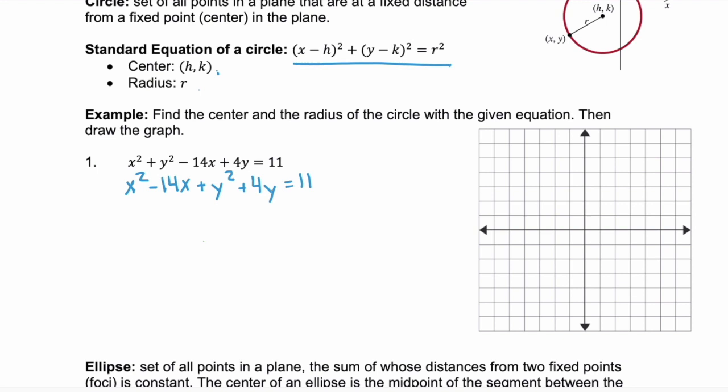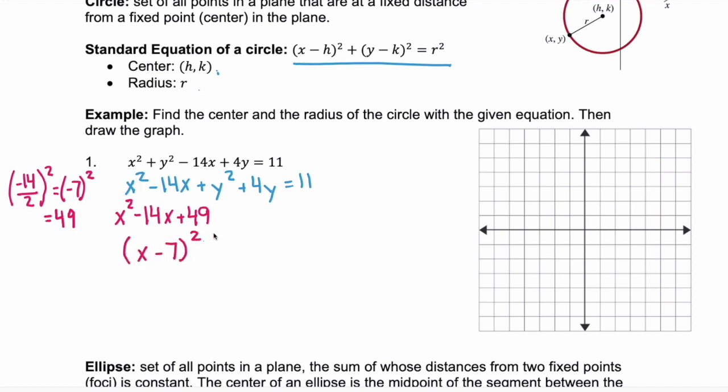Recall when you're completing the square, you're going to take that b value, so for x it's negative 14, divide it by 2, and then square it. So for x, it's negative 7 squared, or 49. That tells us that we can rewrite this as x squared minus 14x plus 49, and that it will factor as (x minus 7) squared.